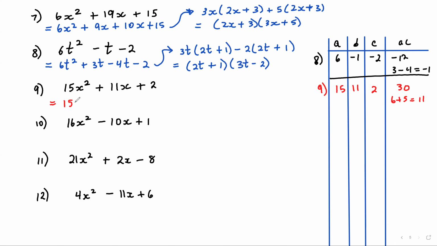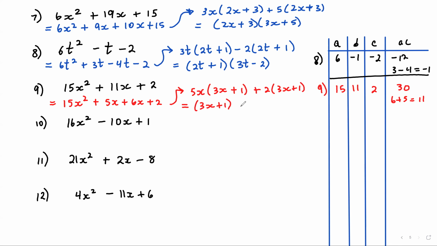So you'll have 15x squared plus 5x plus 6x plus 2, and that gives me 5x as the common factor with the first two terms, 5x by 3x plus 1 plus 2 by 3x plus 1. And the final answer will be 3x plus 1 by 5x plus 2.